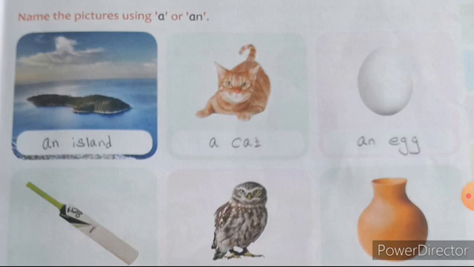The next one, egg. E-G-G, egg. The letter is E. It is a vowel. So before the vowel, you have to use the article an. Before the vowel, you have to use an.